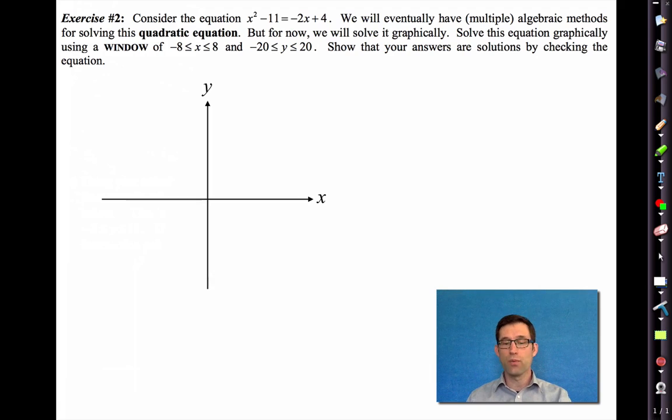All right, so remember how we're going to do this before we open up the calculator. We're going to have one function, let's say x squared minus 11, and another function, negative 2x plus 4. What we're going to do is ask the calculator to find their intersection points. So let's open up the calculator now.